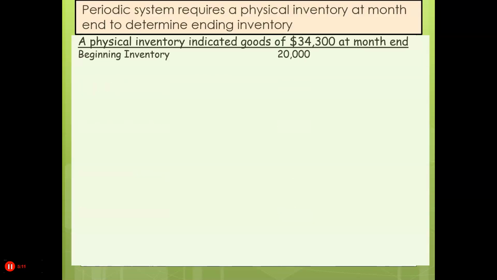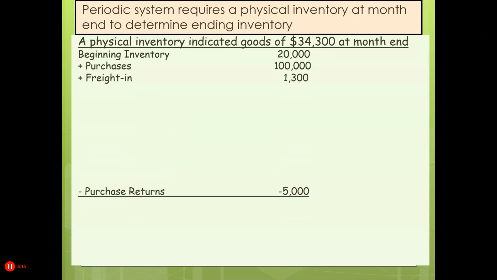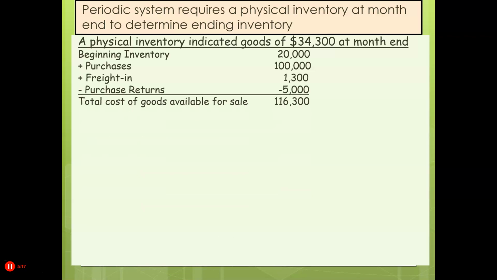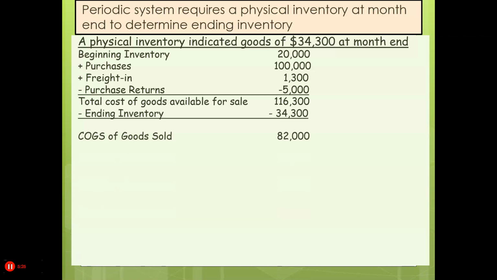So what does that look like? We start with our beginning, plus our purchases, plus our freight, minus our returns, tells us our total cost of goods available for sale is $116,300. We would subtract out $34,300, and that gives us cost of goods sold.